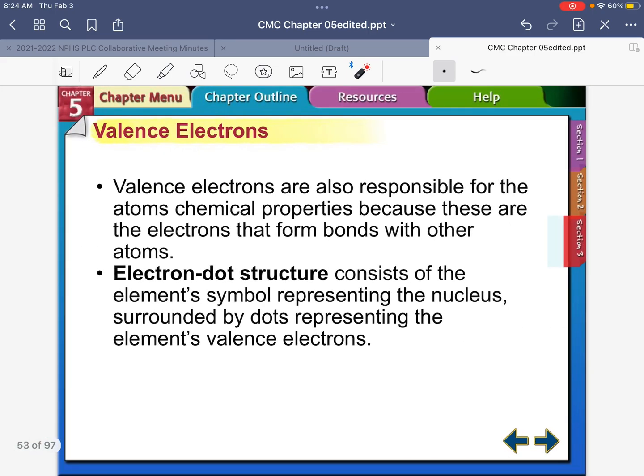The last thing we need to talk about in regards to valence electrons is an easy way to represent how many valence electrons an element has. These valence electrons, again, are really important because they determine chemical behaviors for the element. So we use something called an electron dot structure to do this. In this electron dot structure, the inner core electrons and the nucleus are represented by the element symbol, and then we're going to put dots around that symbol to represent the valence electrons.